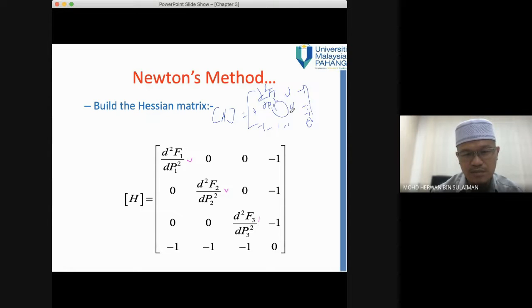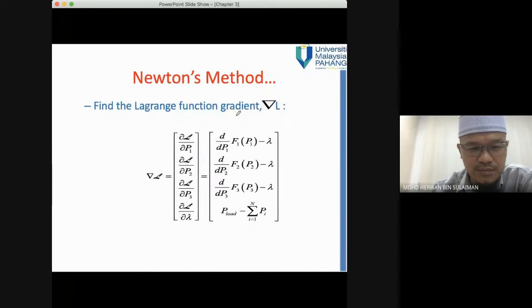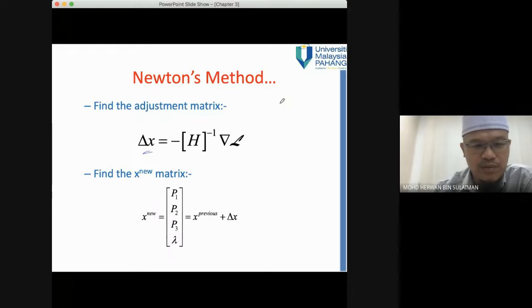Tapi dekat diagonal is the dua kali ataupun second derivation of that function with respect to that particular power. So once you dapat Hessian matrix, you need to inverse it to get the delta X. So you inverse the Hessian matrix and then negative darab dengan dual yang you kira tadi. So once you get this value, you dapat value delta X.